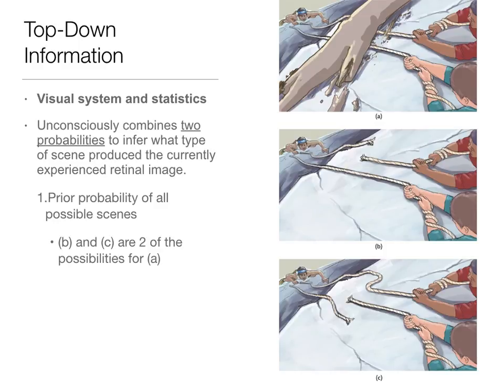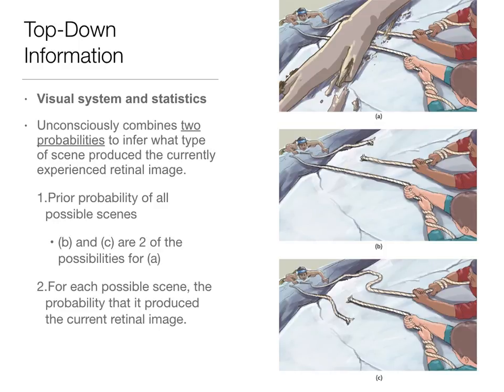And the other thing that our brain is unconsciously combining, and again, this is conceptually driven, is for each possible scene, what's the probability that that's what produced this retinal image? So it's saying, okay, here are all my options. What's the probability? What's the most likely? Remember, the brain always wants to go back to the simplest answer, and so that's what it's going to try to do. Conceptually, this is how the theory works: it's going to go to the one that has the highest probability of happening. And again, a lot of mathematics and statistics are playing in here.